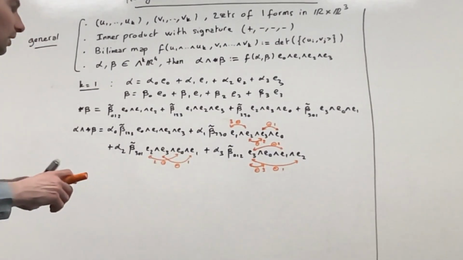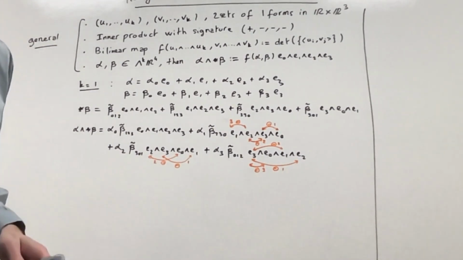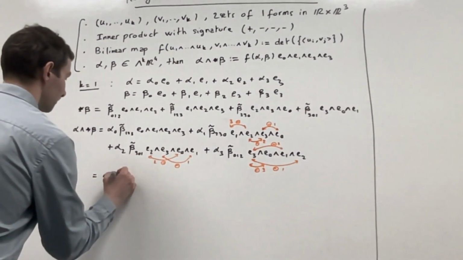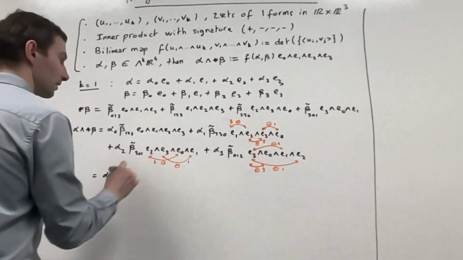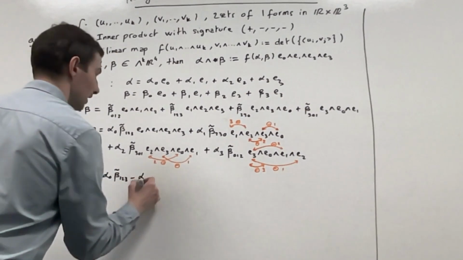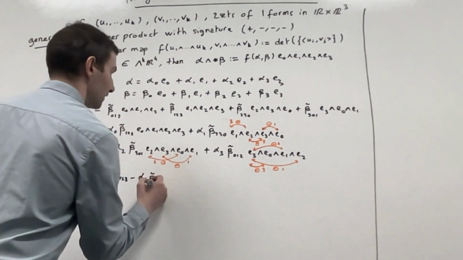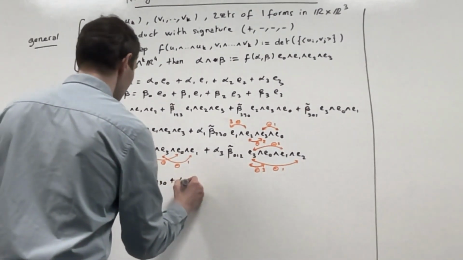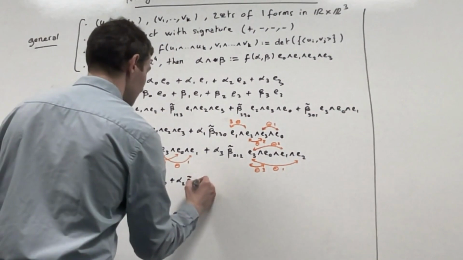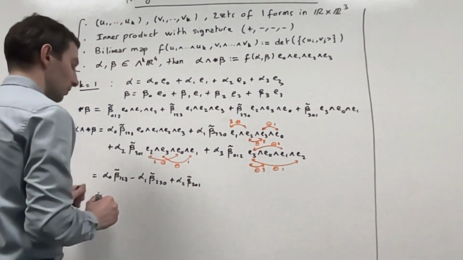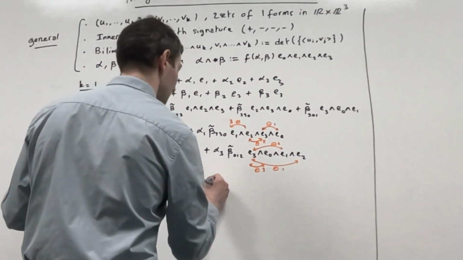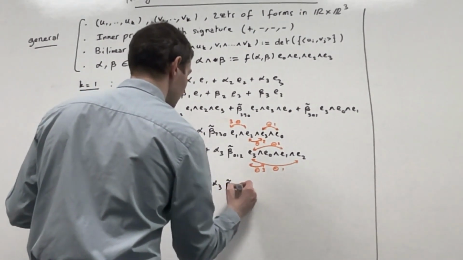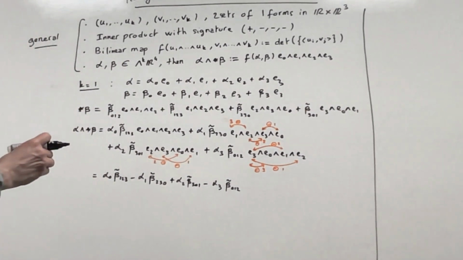So basically that's where we are. In the end, what we get is something like this. We get that this is alpha 0, beta tilde 1, 2, 3, and then minus alpha 1, beta tilde 2, 3, 0, then plus alpha 2, beta tilde 3, 0, 1, okay, and finally minus alpha 3, beta tilde 0, 1, 2. Okay.